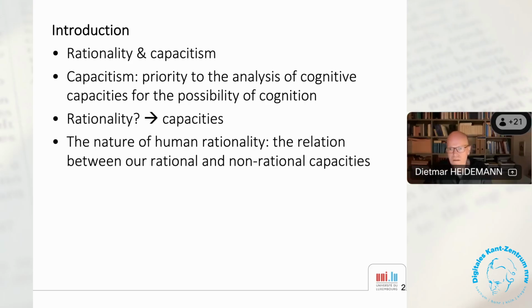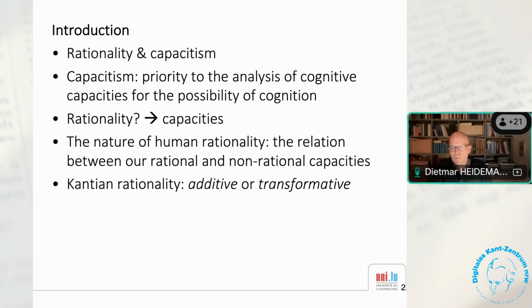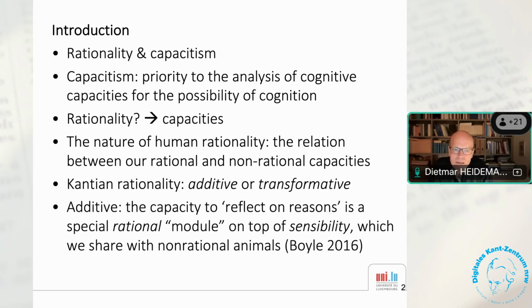So the well-known proposal on the table about this is that we basically have two options, and those who are familiar with the background here know what I'm talking about. It's Boyle's 2016 paper on additive theories of rationality, a critique, which sort of made its career, and that distinction became a standard, where very briefly additive means that the capacity to reflect on reasons, and let's say that's a very broad understanding of rationality to start with, is a special, rational module, as Boyle says, on top of sensibility, which we share with non-rational animals. And this sharing with non-rational animals will turn out to be one of the big issues in the debate.